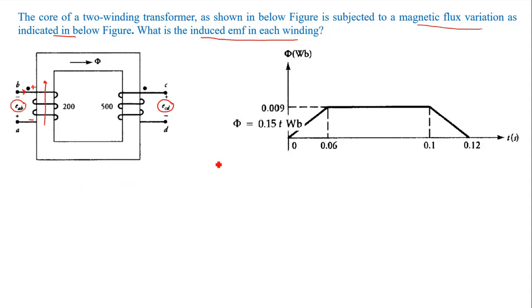So how to find this? Before that, let us find the equation for flux. In the linear region, because the points are given here, we have 2 points of this line, so using the slope formula we can find that phi will be 0.15 t. And similarly, if we find here, the equation for phi will be minus 0.45 t over, right? Okay.